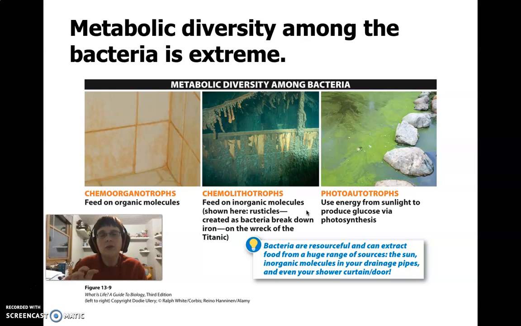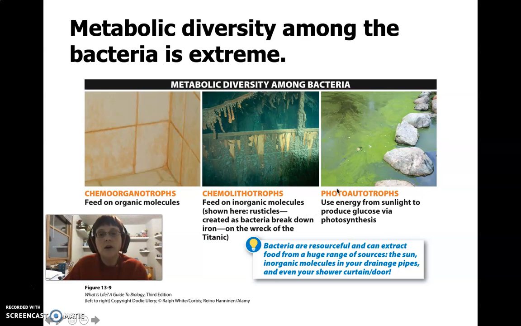And you can also see chemolithotrophs, these inorganic molecule eaters, in mines. They make some spectacular colors in acid mine drainage. And we also see these at hydrothermal vents, those underwater volcanoes, consuming sulfur compounds and hydrogen compounds.